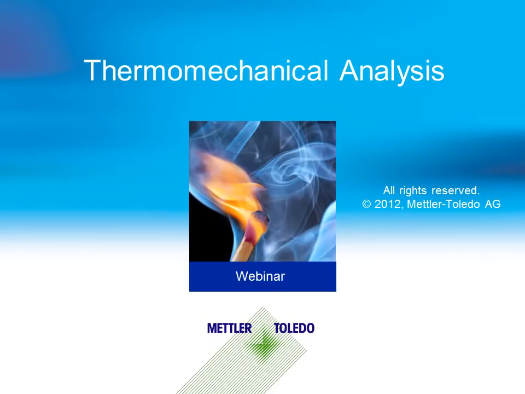Ladies and gentlemen, welcome to this seminar on thermomechanical analysis, or TMA as it is usually called. TMA is an important technique in thermal analysis. A TMA instrument is used to study the dimensional changes of a material as a function of temperature or time.